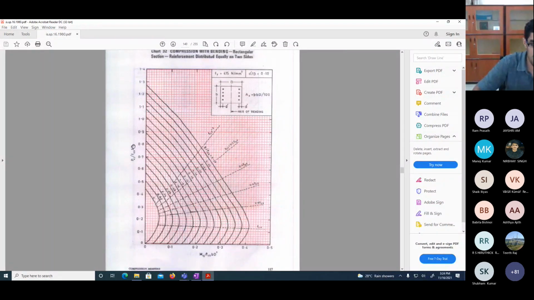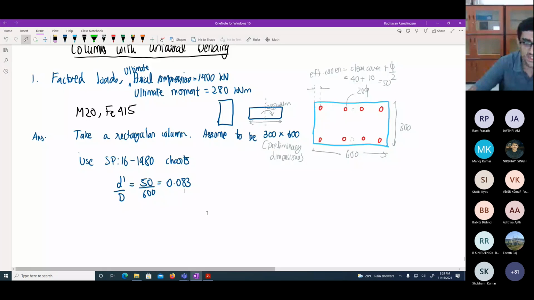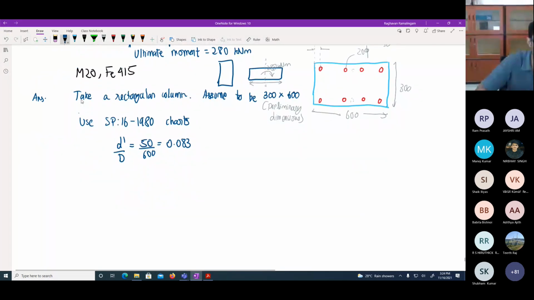Next job is to evaluate PU by FCK BD and MU by FCK BD square. This is an easy thing to do. PU by FCK BD, and MU by FCK BD square. Remember, it's overall depth, not effective depth. B is usually the smaller one.